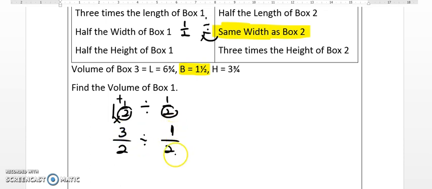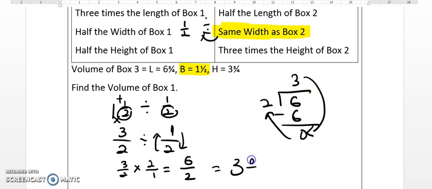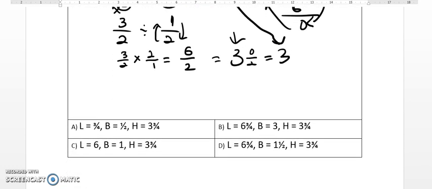Divided by half. Now here you have to use the KFC method. 3 over 2, divide becomes times. This one flip, so it becomes 2 over 1. 3 times 2 is 6. 2 times 1 is 2. Now use the swimming pool method. 6 over 2 becomes 3 whole 0 over 2. Whenever there's a 0, you just take the whole number. So now look for the B. The B is 3. So look at the options for the one which has 3 for B. This one is half. This one is 1. This one is 3.